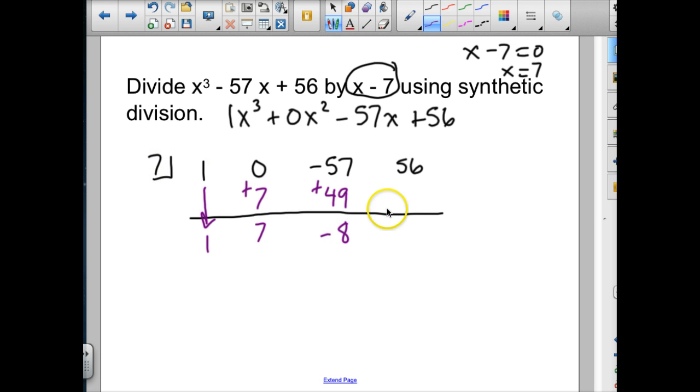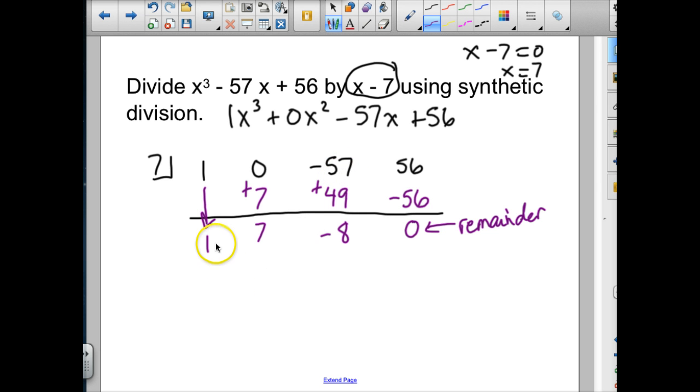7 times negative 8 is negative 56. That answer goes there. Add those two together. 0. That's my remainder, which means we don't have a remainder. So x minus 7 goes evenly into x cubed minus 57x plus 56.